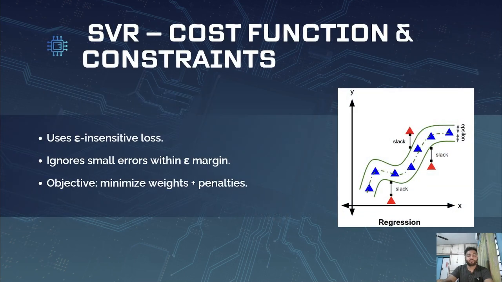The cost function used in SVR is slightly different from SVC, as it uses epsilon insensitive loss. If a point falls inside the epsilon margin, it does not contribute to the loss, but if it is outside the tube, it is penalized. The optimization function of SVR is minimum 1 by 2 norm of W whole square plus C summation from i equal to 1 to n epsilon i, where eta is the distance between the points above the marginal planes or error above margin, and C controls the trade-off between fitting the data and minimizing deviations.